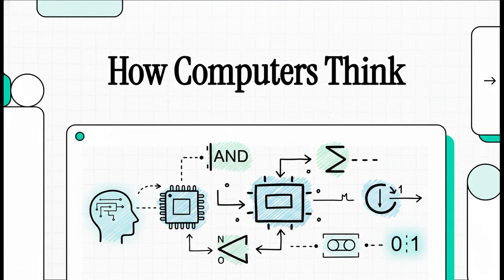Have you ever just stopped and wondered how a machine, a hunk of metal and plastic, actually makes a decision? How does it think? It feels like it should be impossibly complex. But the secret behind it all is, well, surprisingly simple. So let's pull back the curtain and take a look at the real building blocks of how computers think.